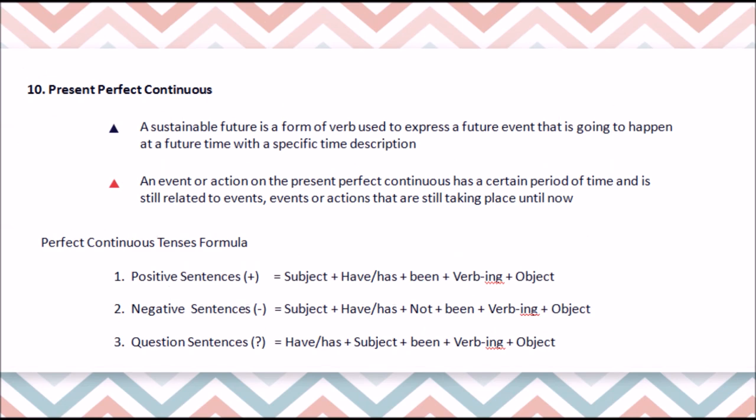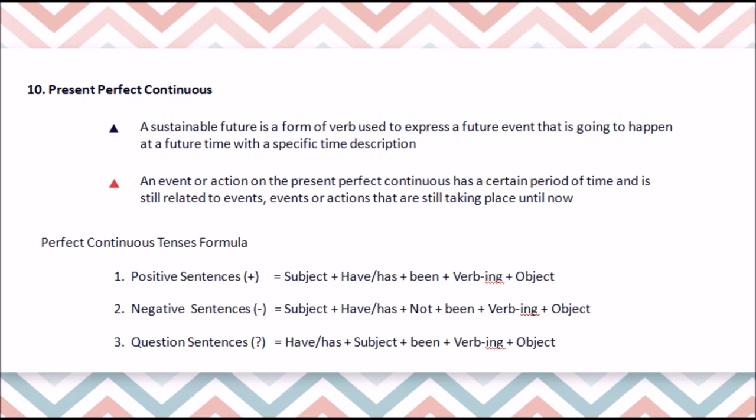Number 10 is present perfect continuous. It is a form of verb used to express an event that is going to happen at a time with a specific time description. An event or action in the present perfect continuous has a certain period of time and is still related to an event or action that is still taking place until now.